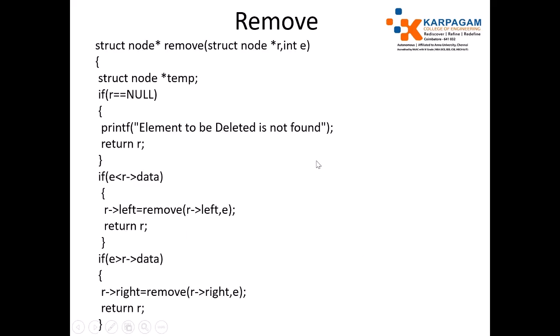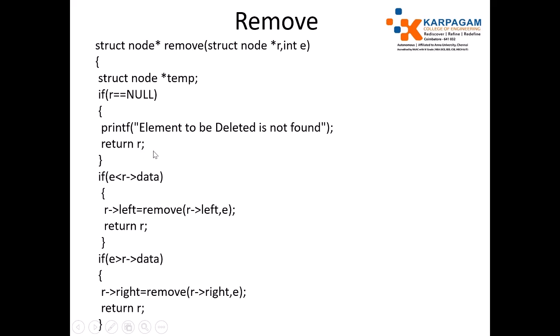This is the implementation for removing an element from the binary search tree. We have two arguments. The first argument is the address of the root node. The second argument is the element to be deleted. Remove is the function name, and it returns the root node address after deletion. If the root node is equal to null, just say the element to be deleted is not found and return the root node address.